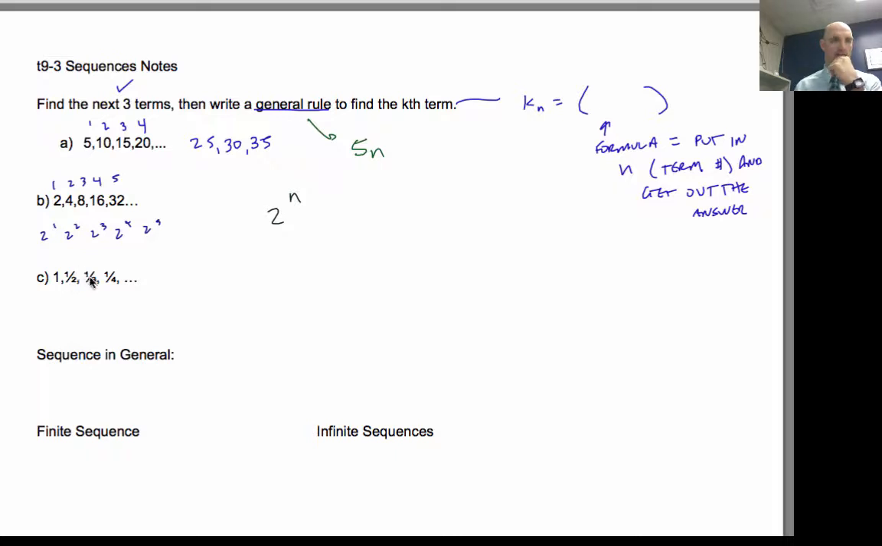1, 1/2, 1/3, 1/4. I could rewrite this as 1 over 1, and this is my first term, second term, third term, fourth term, so it's 1 over n.